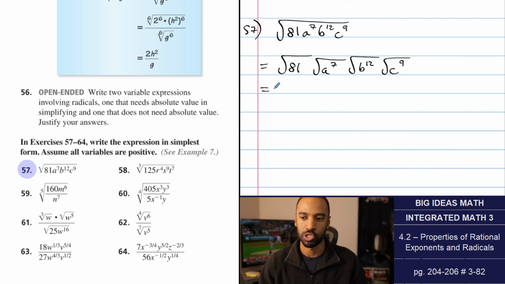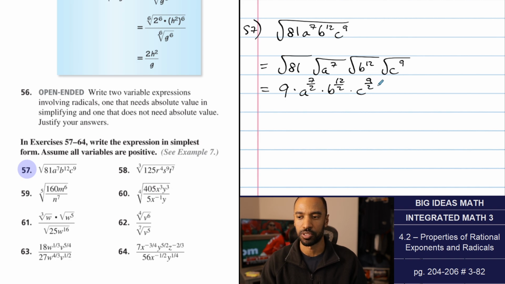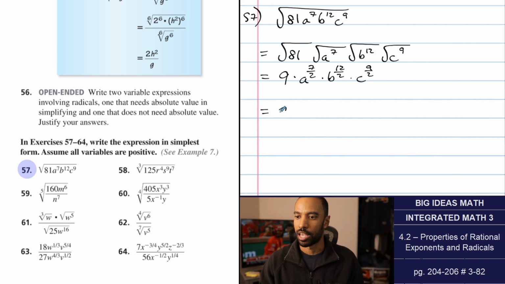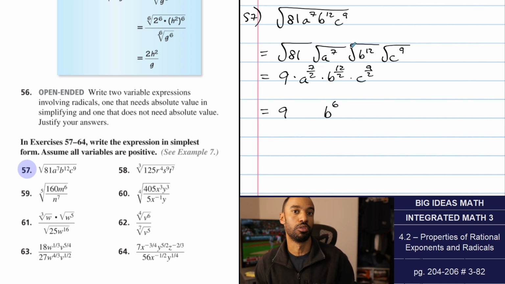Keep in mind, taking the square root of 81 is 9. Taking the square root of these, I'm going to write it like this to begin with and see what works best for us as a whole. I'm going to write it like this just to remind you of what's going on. This is indeed division on the exponents. Now, as far as B, 12 divided by 2 is 6. That's great. As far as A, 7 divided by 2 is 3.5. We don't do that, though.